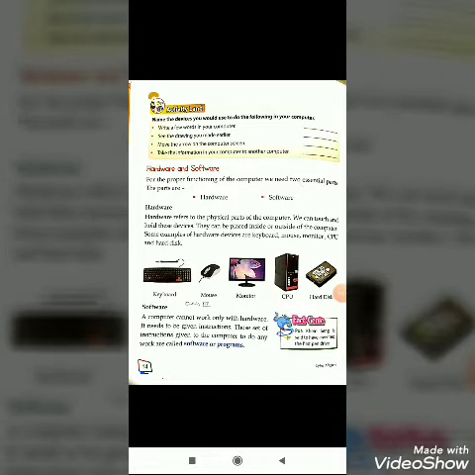Here hardware refers to the physical parts of the computer. We can touch and hold these devices. They can be placed inside or outside of the computer. We can touch hardware, for example keyboard and mouse. Hardware can be placed inside or outside of the computer.